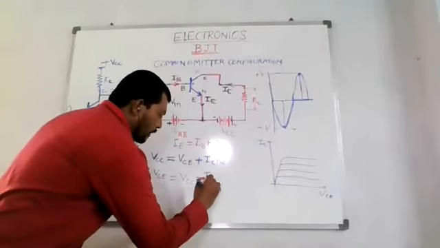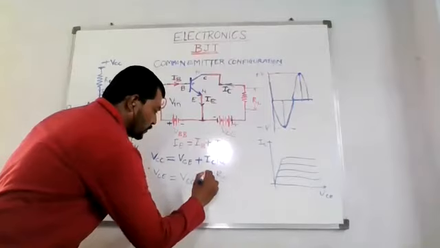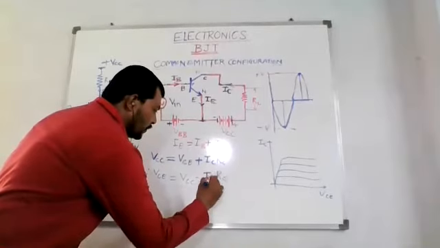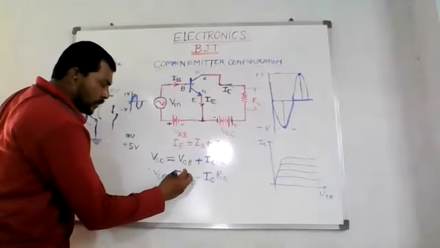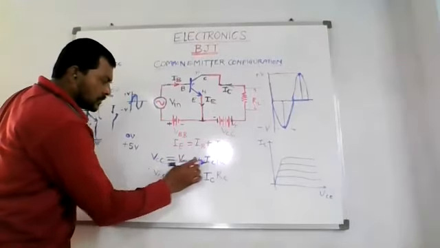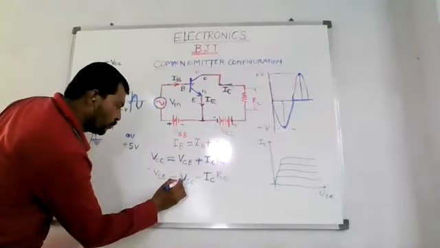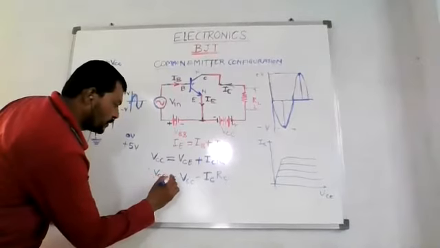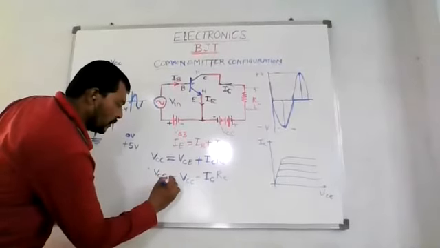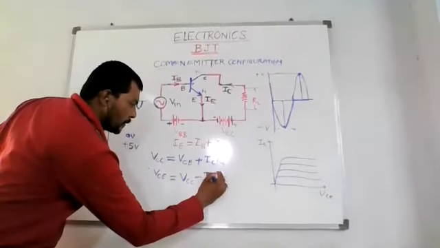Okay, so I'm having this equation ICRC. So I'm having two equations now. The first equation in which I have taken the whole voltage, that is VCE, which is divided into two parts, across the transistor and across the load resistor, that is ICRC. So I have this formula, right? Okay, so VCE equal to VCC minus ICRC.